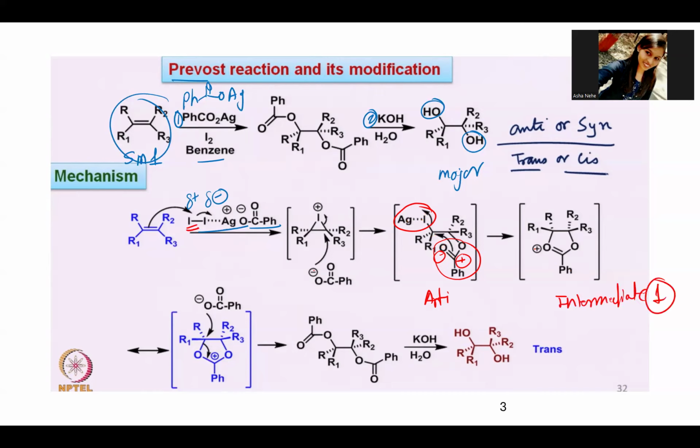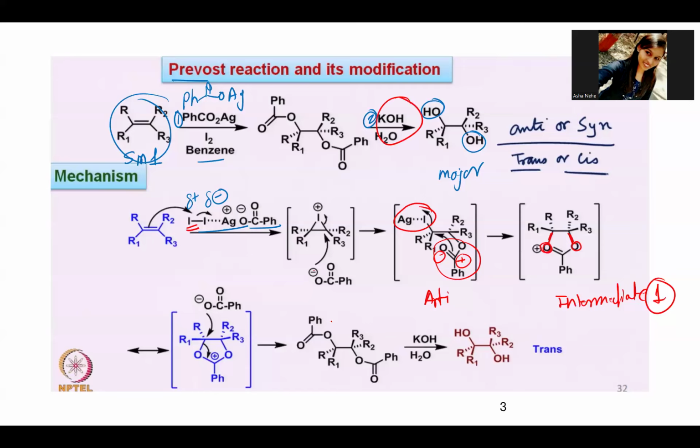So this first intermediate is formed by addition in a syn fashion. If you look at the stereochemistry of both oxygens, because they attack on the same side, right? So it will be syn, obviously. And the next step is the addition of the KOH and water.